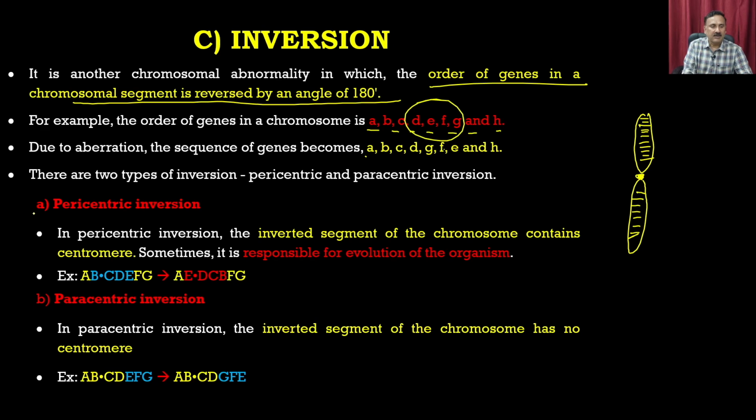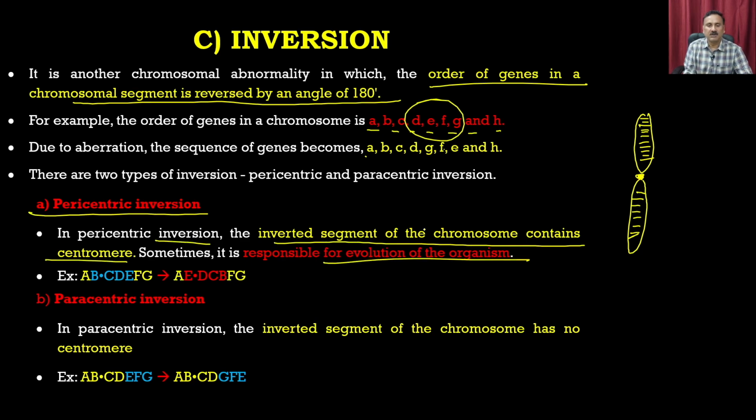So it could be pericentric inversions. In the pericentric inversion, the inverted segment of the chromosome contains the centromere. Sometimes it is responsible for the evolution of the organism. For example, you have the A, B, C, D, E, F, G, then it becomes A, E, right? So this one comes here and this one goes here, and then you have D, C, B, F, G. So if you have a pericentric inversion, then the things will go from here to here, and as a result, it is going to have complete changes.